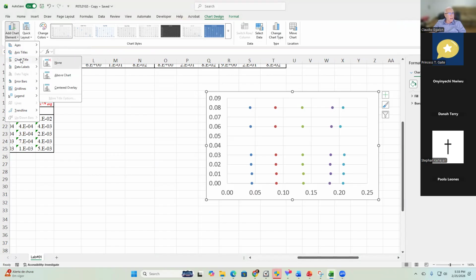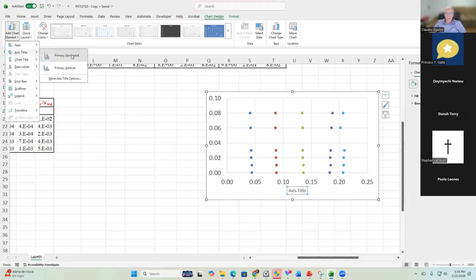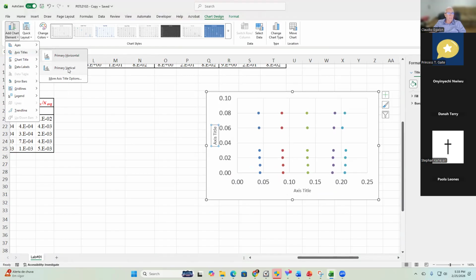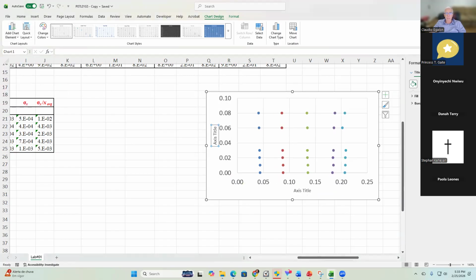Let's see, chart title, no, axis title. Axis title is what you want. Primary horizontal. And now, see that? It created a box where you can type the name of this axis. And we are going to do the same for the y-axis. Axis title, primary vertical. Okay?